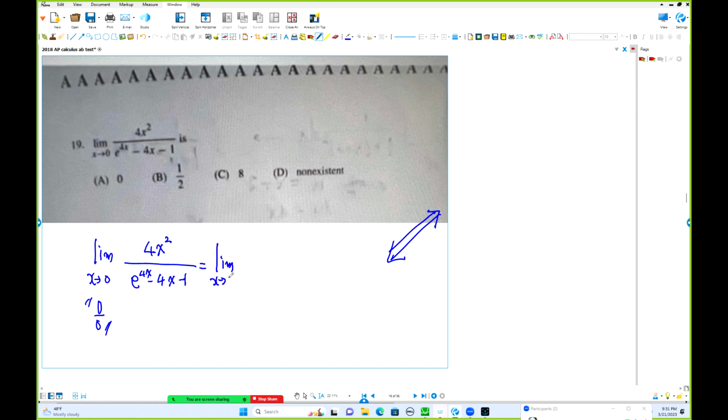Limit as x approaches 0. Take the derivative of the numerator: 8x. Take the derivative of the denominator: 4 times e to the 4x minus 4. Put in 0 again: the numerator is 0 and the denominator is also 0. When you check, it's still 0 over 0. One more time.